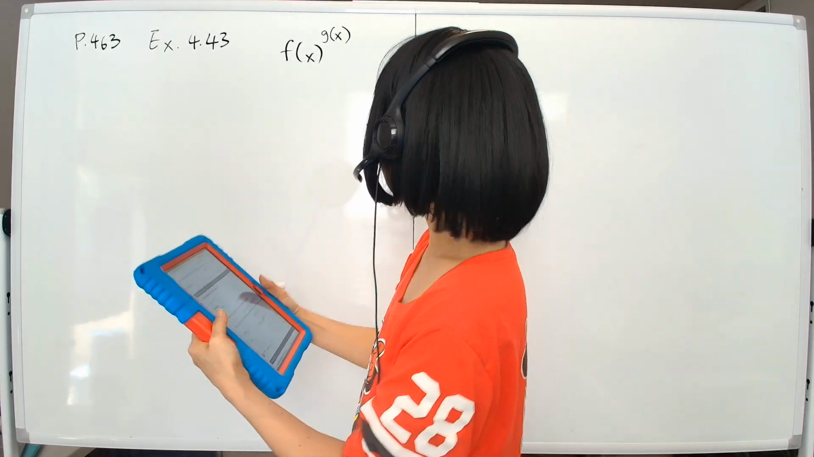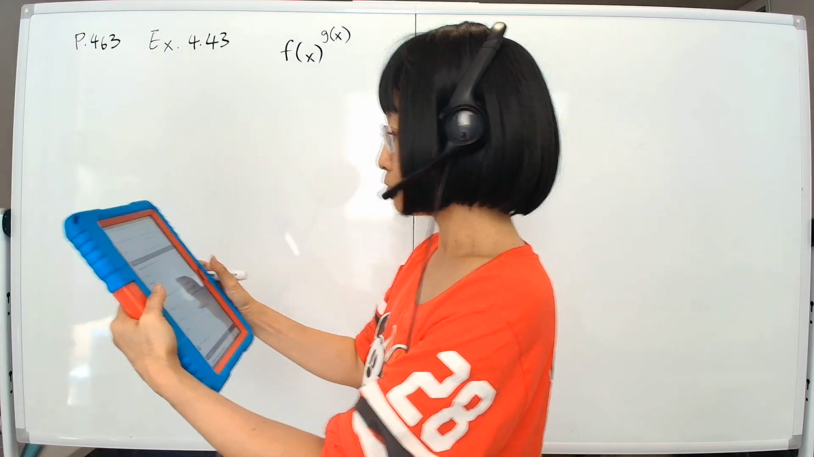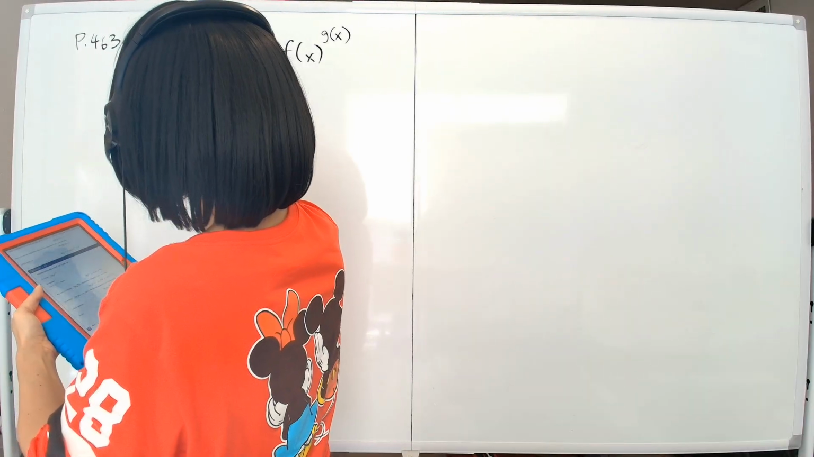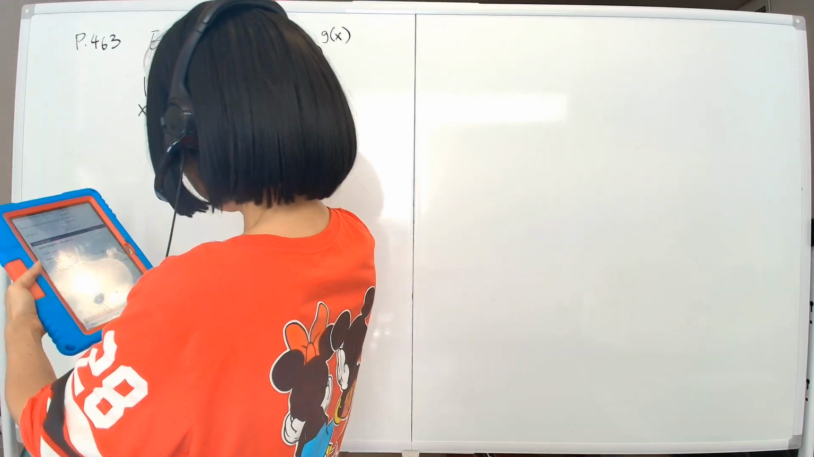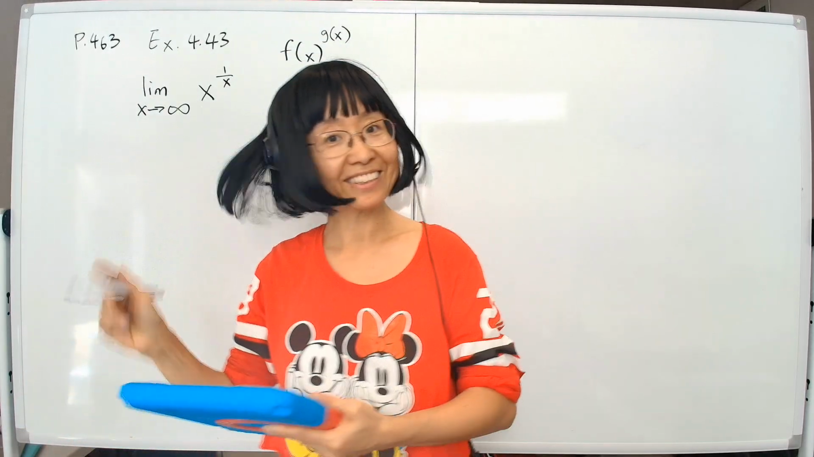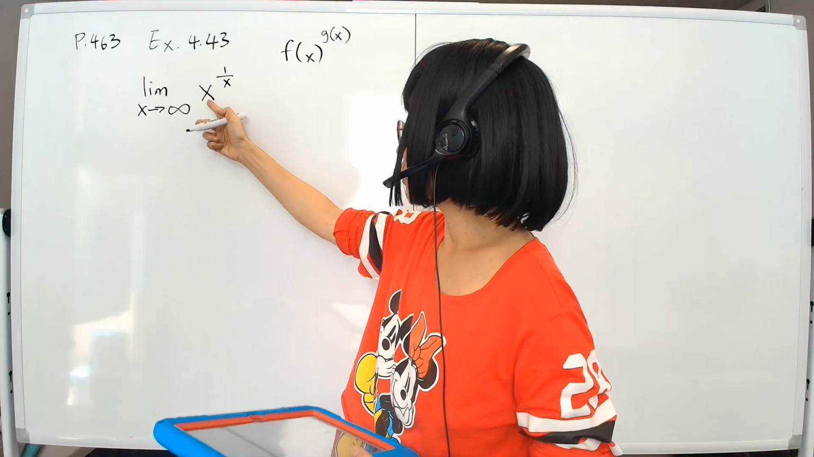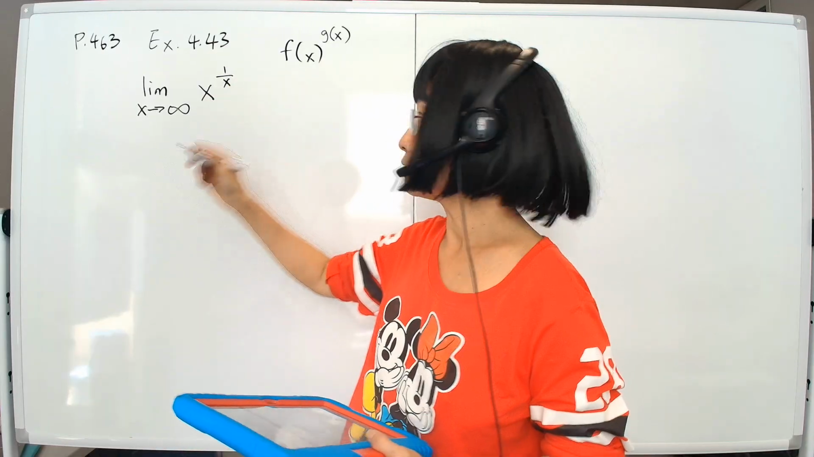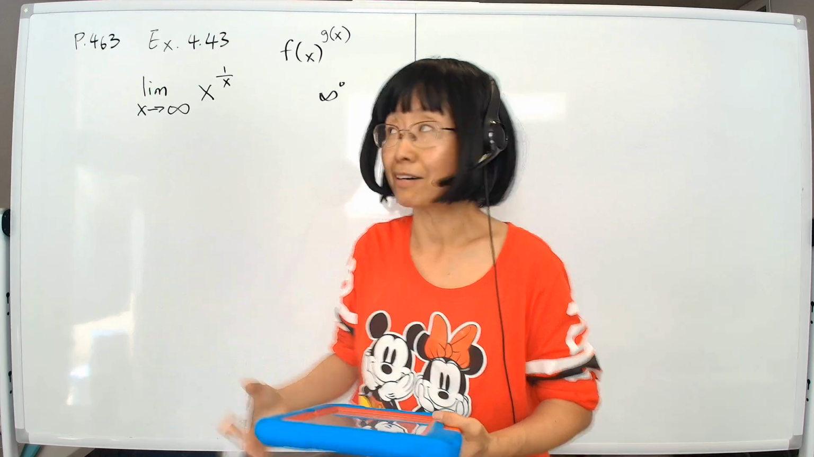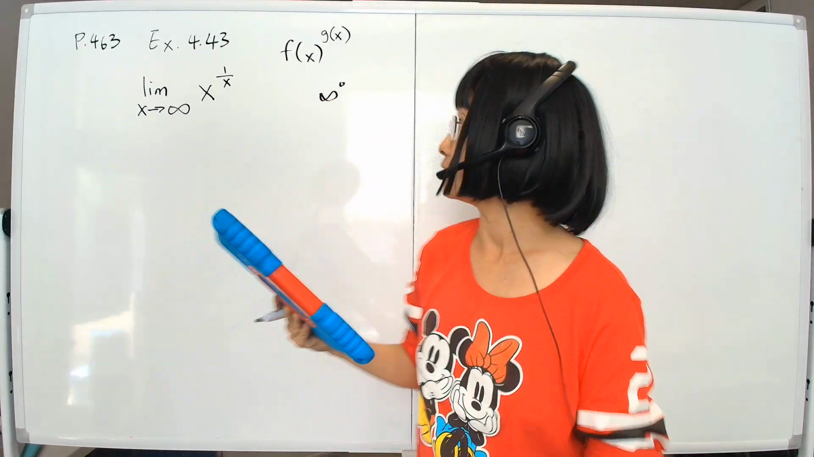Now to calculate something like that, let's look at the example where we're supposed to calculate the limit as x goes to infinity of x raised to the power 1 over x. Now that looks okay. As x goes to infinity, 1 over x goes to 0, so you basically have something like infinity to the power 0, and what is that? Who knows, right? So we need a trick to do that.